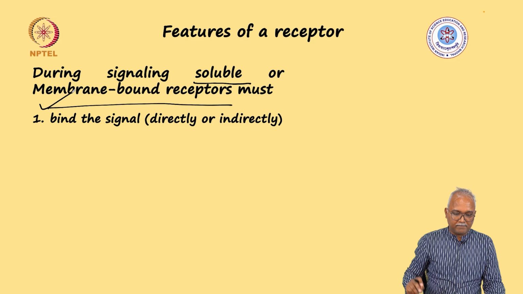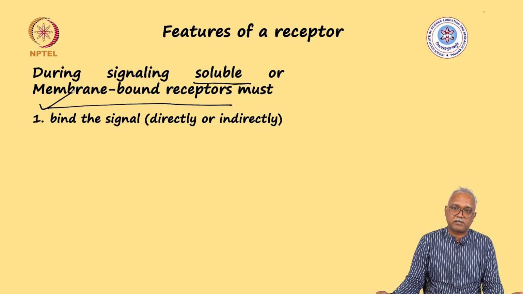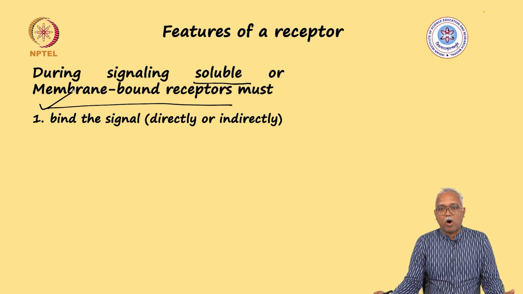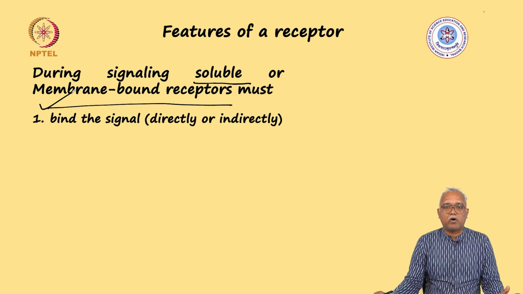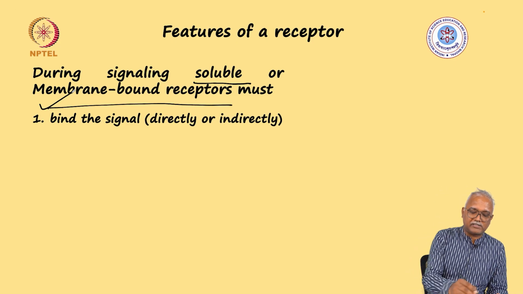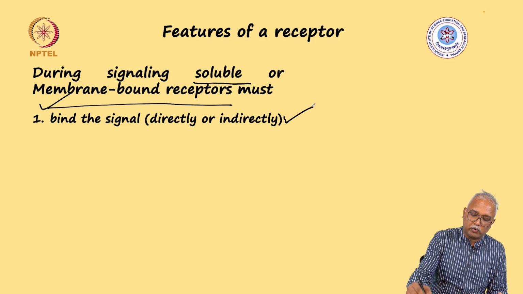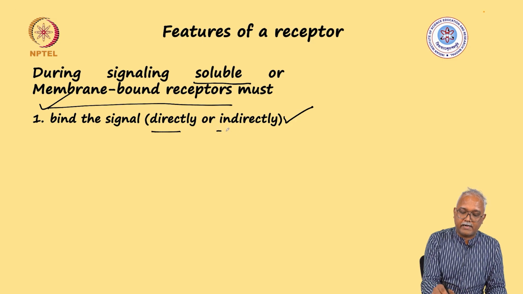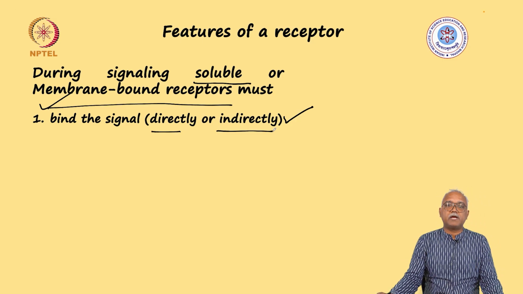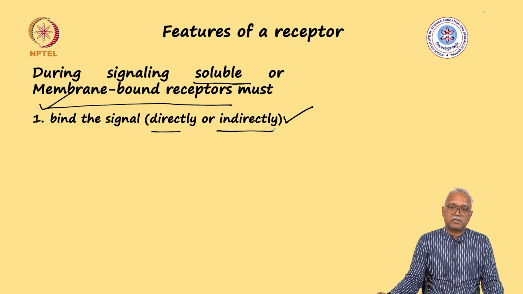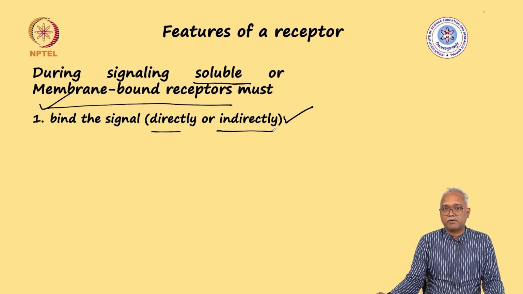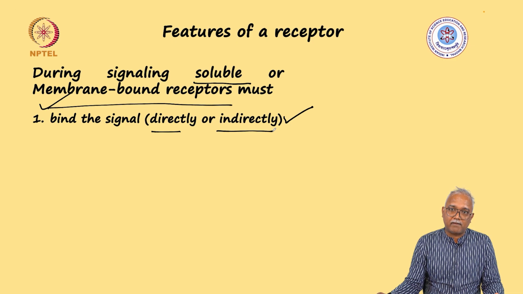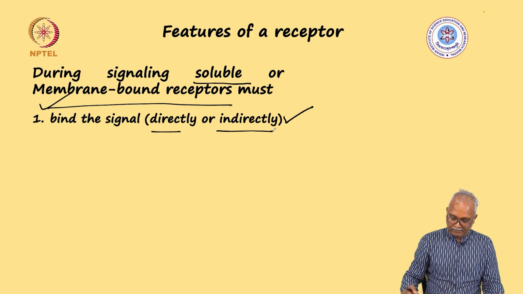So the receptor must bind to the signal. That's the very first thing it has to do. Otherwise, it's not a receptor. That is why you often have a cognate pair of signal and receptor. So the first and foremost aspect of signaling through a receptor is the binding of the signal, either directly or indirectly. Sometimes you need a mediator molecule through which the signal binds to the receptor, or sometimes the signal comes with a property which helps bring receptors together and thus facilitates the binding.